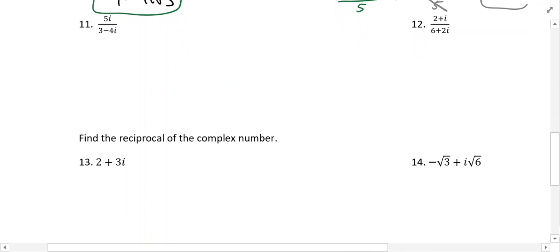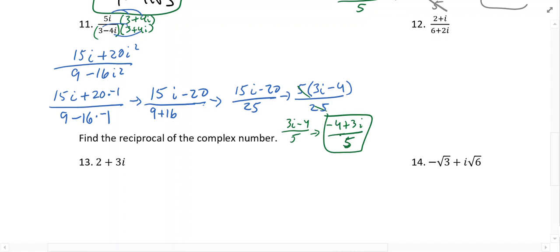So again, I need to multiply by the conjugate. So I have 3 minus 4i, so I'm going to multiply by 3 plus 4i to the top and to the bottom, 3 plus 4i. Okay, I want you to pause the video and I want you to try this problem. Okay, so our final answer here is -4 plus 3i over 5.